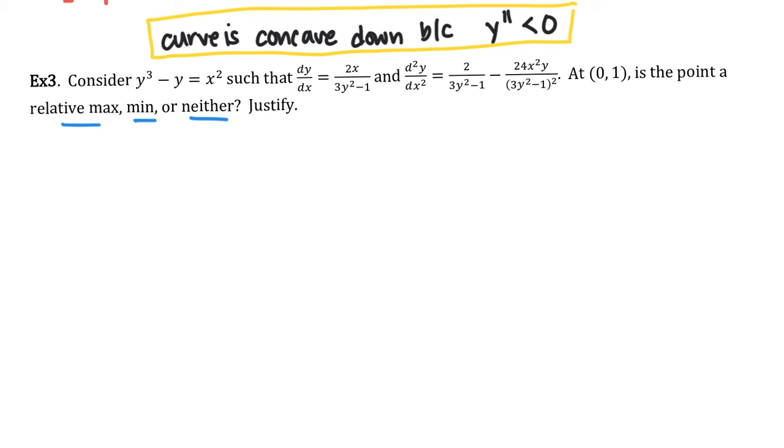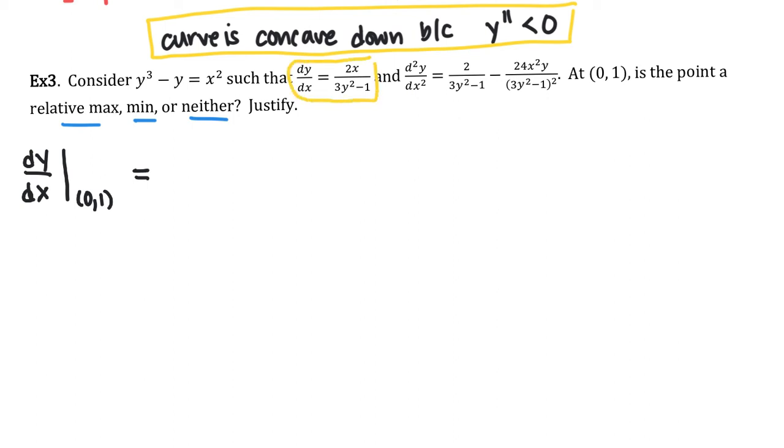Well, let's start by just evaluating the first derivative at 0, 1 to see if it's a critical number. Because if it's a critical number, it's definitely a relative max or min, and then we'll figure out what to do about the next step. Okay, so the first derivative, I'm going to plug in 0, 1, which I'm going to write like this. Okay, so where's the first derivative? Right here.